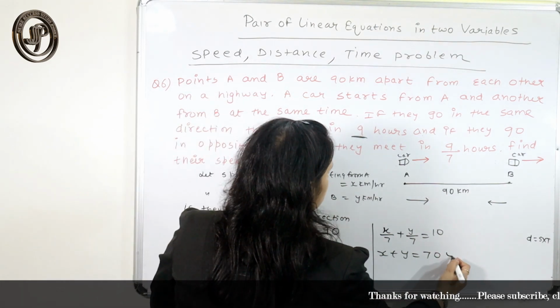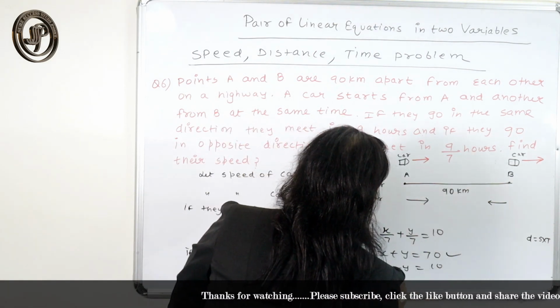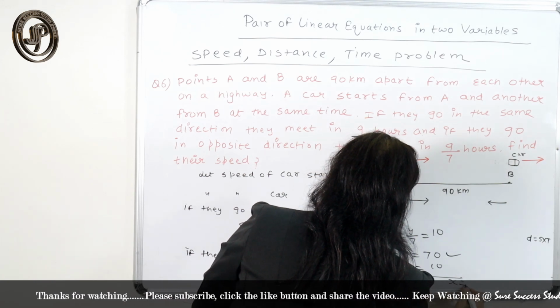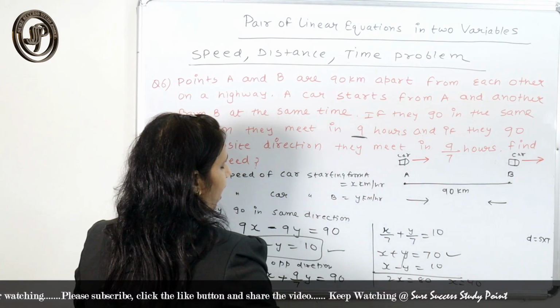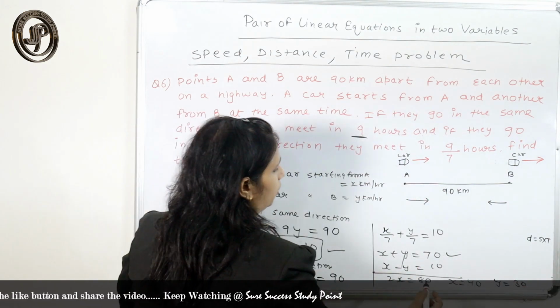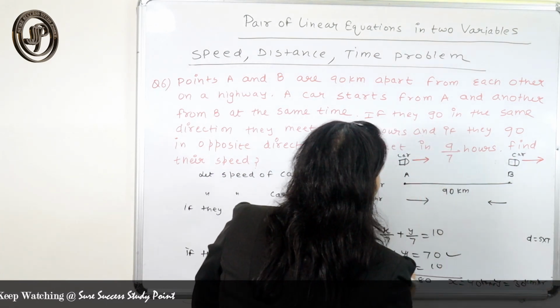Now you can solve these two equations very easily. x minus y is equal to 10 and x plus y is equal to 70. Adding them, you get 80, so x will be 40. If x is 40, then y is 30. So you will get the speeds of the two cars as 30 kilometer per hour and 40 kilometer per hour.